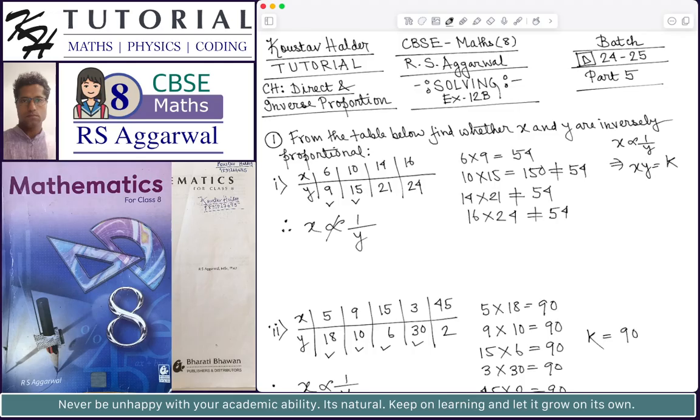The next video will be about solving the objective questions from the textbook, which is exercise 12C from the textbook of author RS Aggarwal. And then I will also provide homework problems, which will be homework problems number 2, which will be based on both the direct and inverse variation.